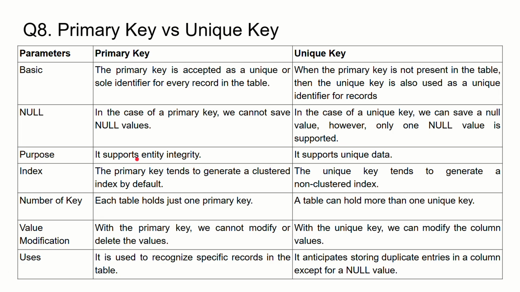Purpose: a primary key supports entity integrity, whereas a unique key supports unique data. Index: the primary key tends to generate a clustered index by default, whereas the unique key tends to generate a non-clustered index. Number of keys: each table can hold only one primary key, whereas a table can hold more than one unique key. Value modification: with the primary key, we cannot modify or delete the values, whereas with the unique key, we can modify the column values. Uses: a primary key is used to recognize specific records in the table, whereas a unique key prevents storing duplicate entries in the column except for a null value.